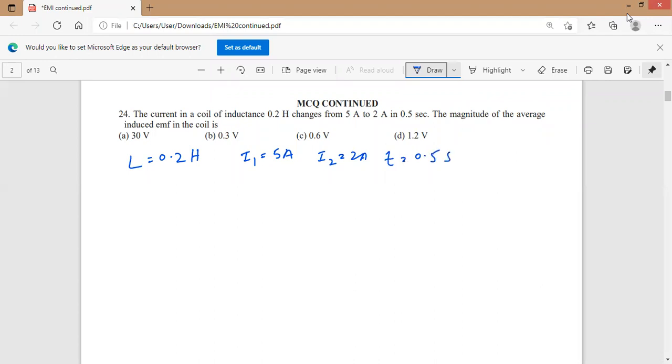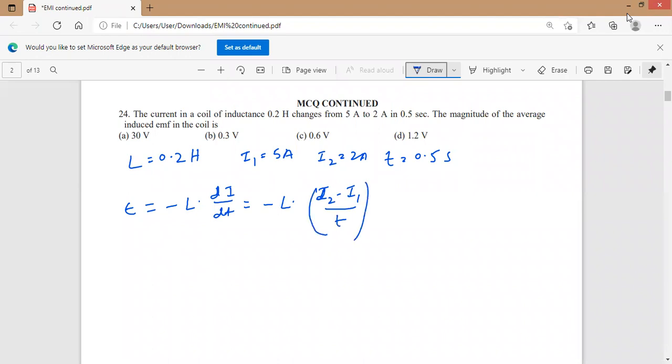We need the magnitude of the average induced EMF. The EMF induced in the self-inductance coil is equal to minus L into dI by dt. That is minus L into dI. Now we can write it as the final current I2 minus I1 divided by t.